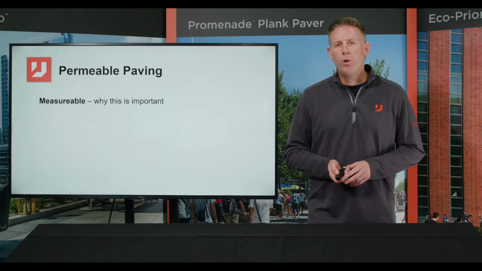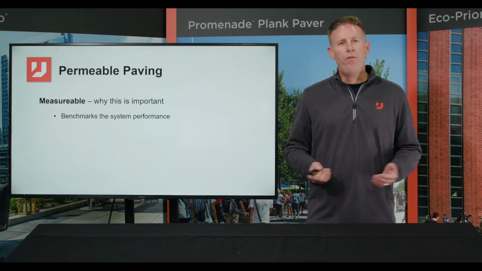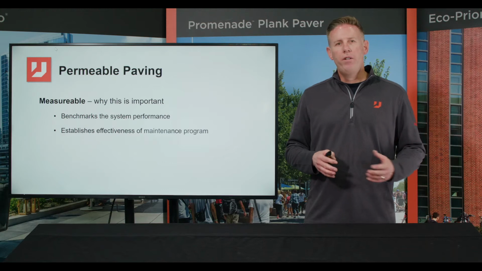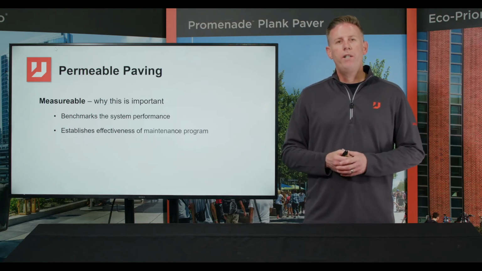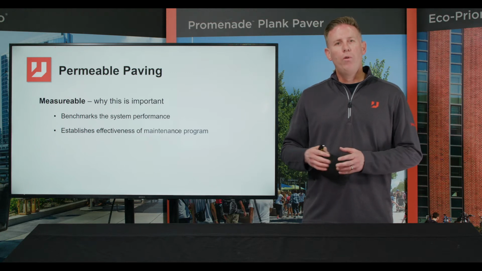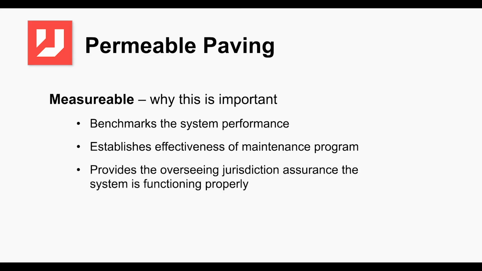Why is measurable important? Because it benchmarks the system performance and how fast that water can flow off the surface. It also establishes the effectiveness of a maintenance program. So if you don't have anything in place, it's going to clog up quicker. If you do have some maintenance in there, you can tell whether it's going to perform over a long period of time or not. It also provides the overseeing jurisdiction assurances that the system's going to function properly.